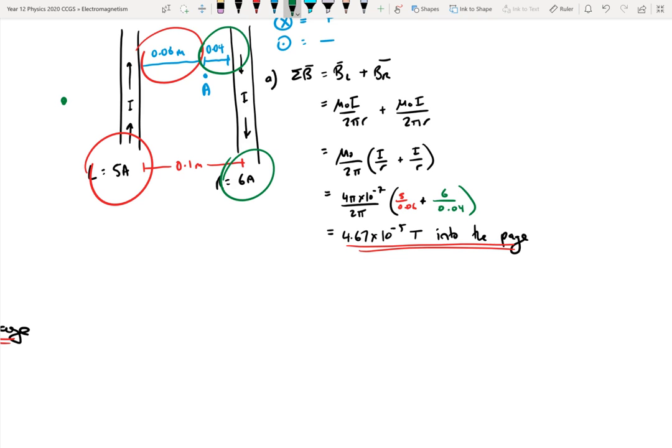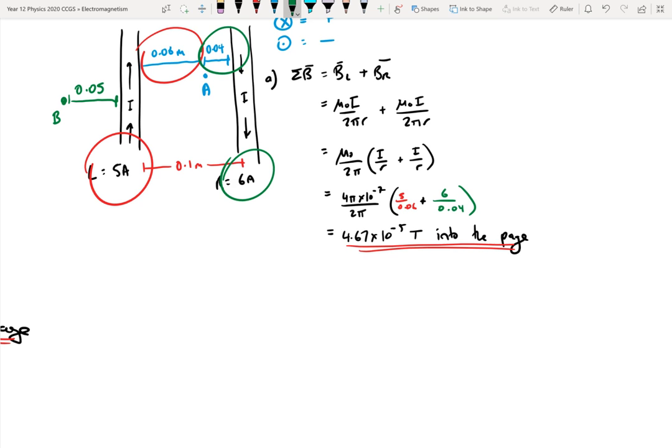Part B, let's choose point B, which is 0.05 meters. Okay? So now, I'm 5 centimeters from the up current, and now I'm 15 centimeters from the down current. But let's just figure out what each is doing. So let's look at the left wire. Get your right hands out.